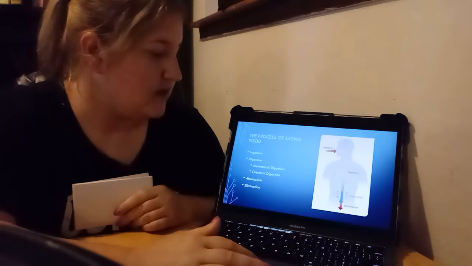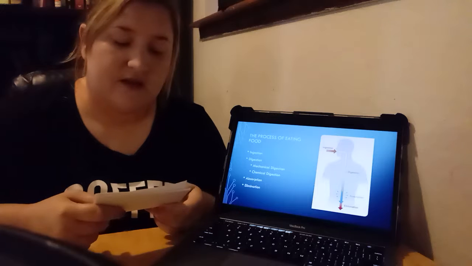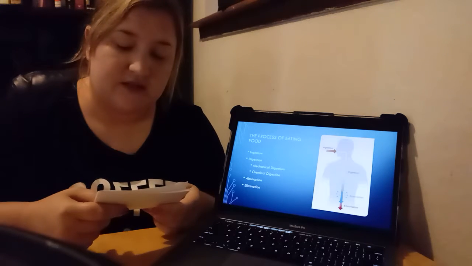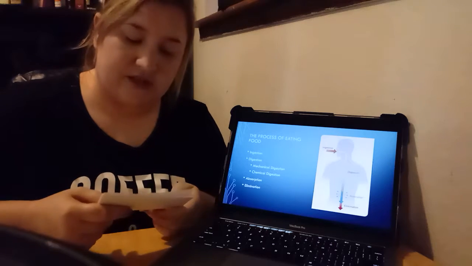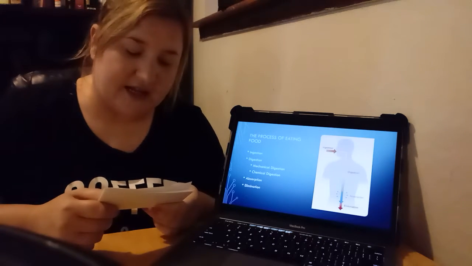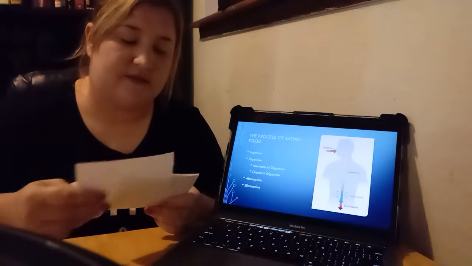There are 4 processes of eating food. It's broken down into 4 stages. The first stage is ingestion. Ingestion is the process of eating food, drinking, or taking any other substance into the body by swallowing it.